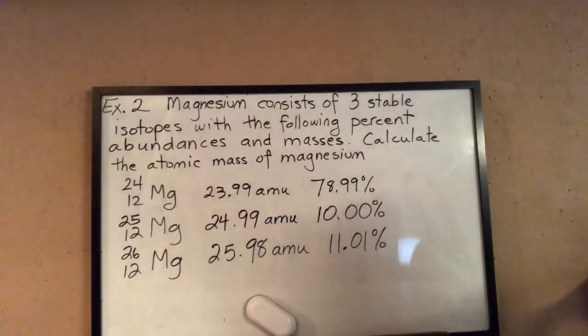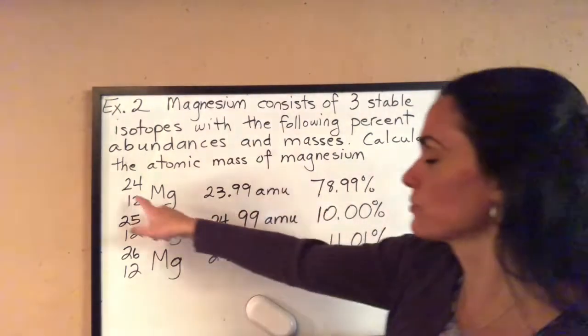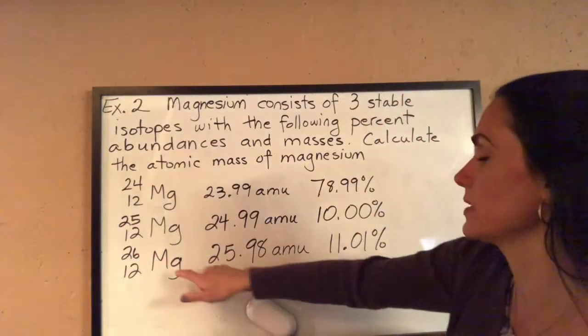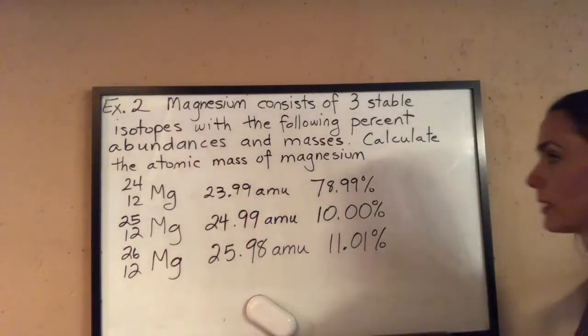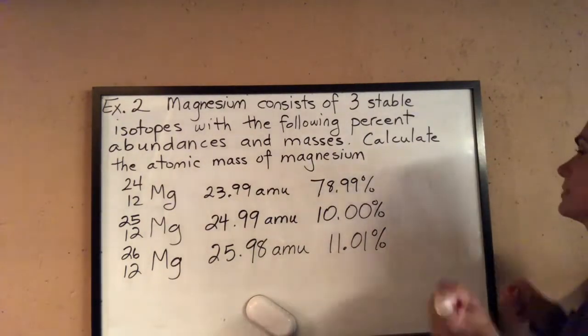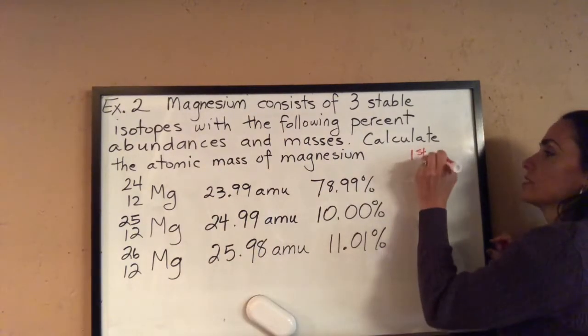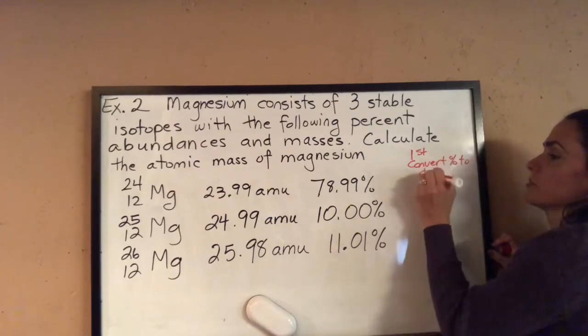Okay. Magnesium consists of 3 stable isotopes with the following percent abundances and masses. And we want to calculate the atomic mass of magnesium. Well, we are given the 3 isotopes, magnesium 24, magnesium 25, magnesium 26, the relative masses of each individual isotope, and the percent abundance of each isotope. So what we could do first is convert the percents to their decimal equivalent.